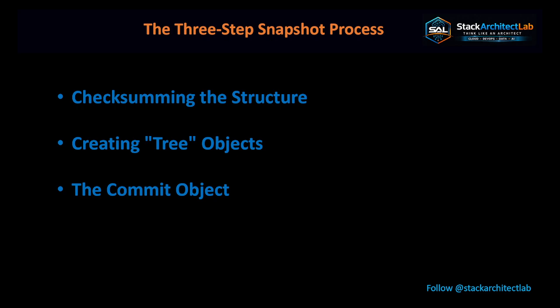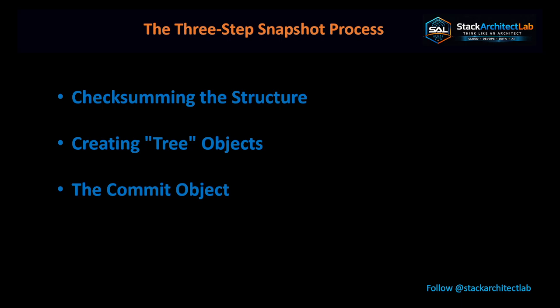As you see on the slide, the first step is checksumming the structure. When you run the git command, Git looks at your staged files, which we add with git add, as I showed you in my earlier videos, and subdirectories, and it calculates a unique ID, which we call a checksum, for every directory, representing the exact state of those folders at that moment. That is the first thing it does. The second thing it does is create the tree objects.